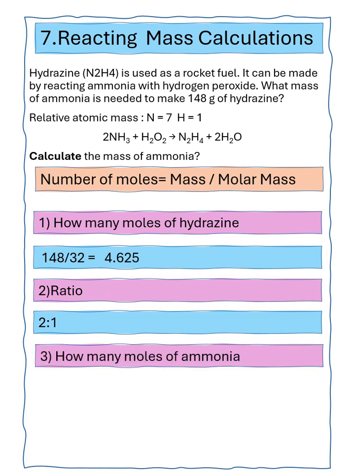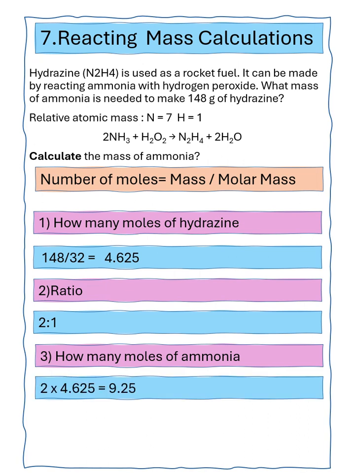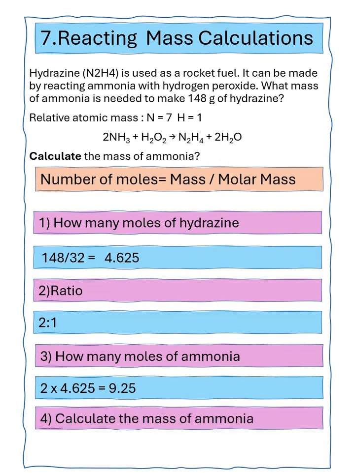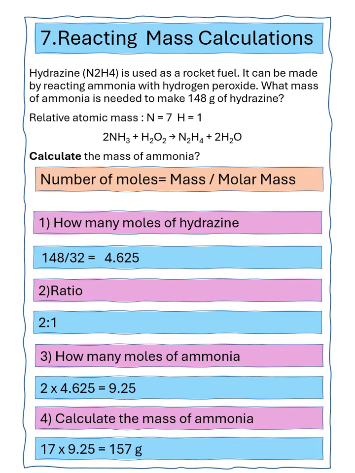So we can then work out how many moles of ammonia we've got. Well, we've got 1 mole of hydrazine, but we've got 2 moles of ammonia to each 1 mole of hydrazine. So we've got 9.25 moles of ammonia. We can then use the equation, number of moles equals mass divided by molar mass, to calculate the mass of ammonia. So the mass of ammonia, the relative formula mass is 17, times by the number of moles is 9.25, which gives us 157 grams of ammonia.